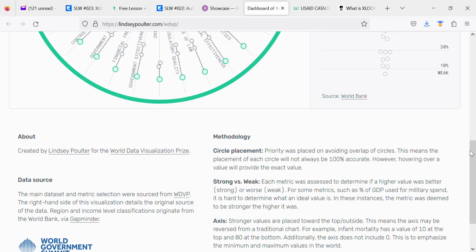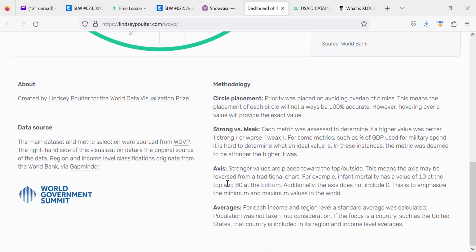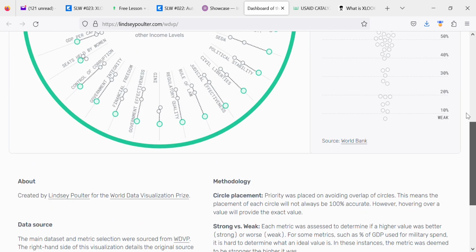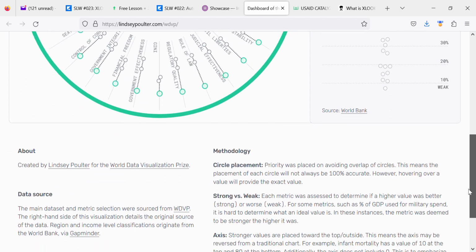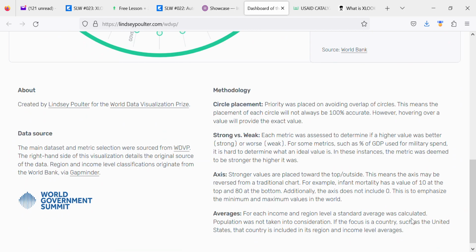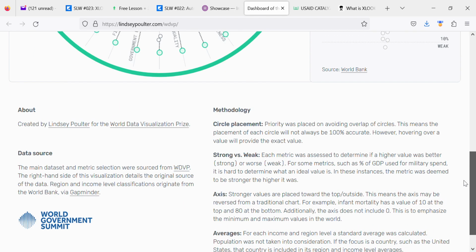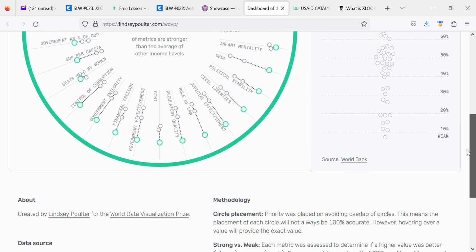The other methodology is that strong versus weak is compared. The axis stroke values are placed toward the top outside, which means stronger values are toward this preference. For each income and regional level, a standard average was calculated. So that is the methodology he used to present this.